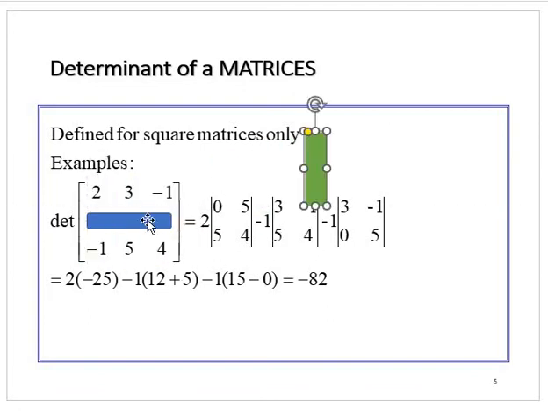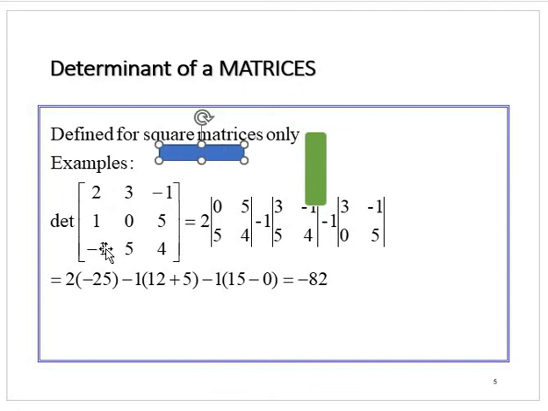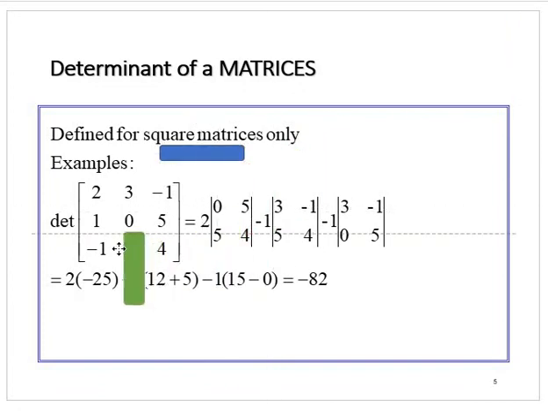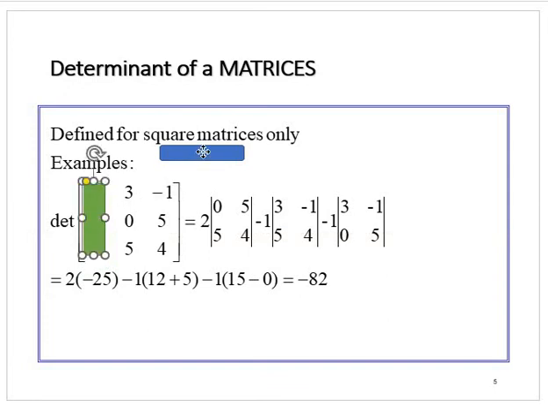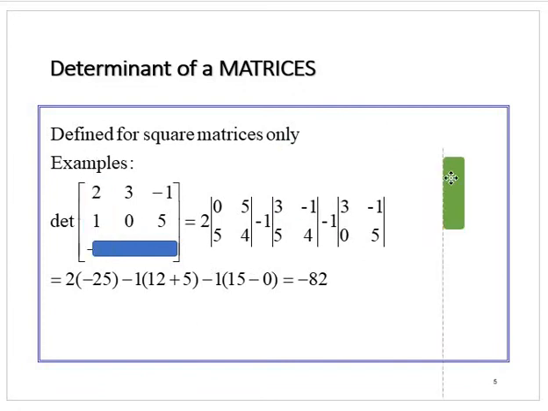And then the next element will be minus 1. This one, minus 1 here. So that minus 1, you put it there. Then you close the column that contains minus 1, and then you close the row that contains minus 1. And then you remain with the 2 by 2 matrix: 3, minus 1, 5, 0, 5. So that's how we reduce this to 2 by 2 determinants.